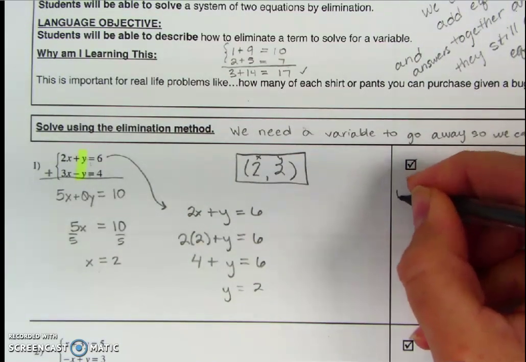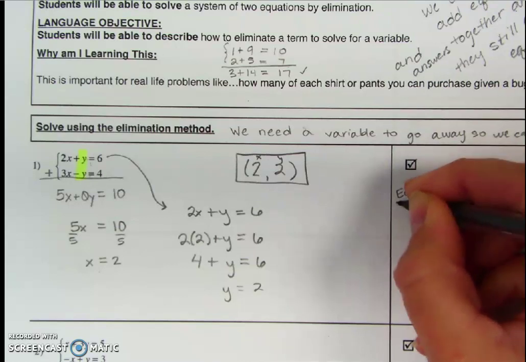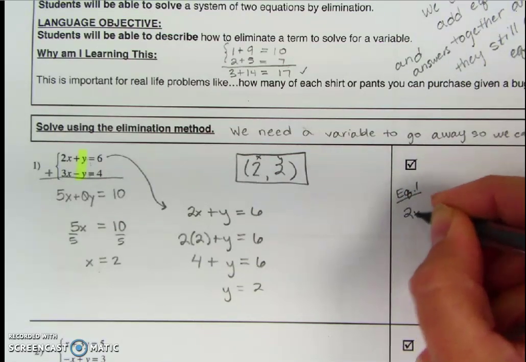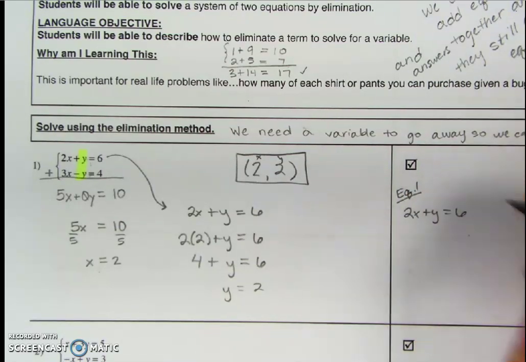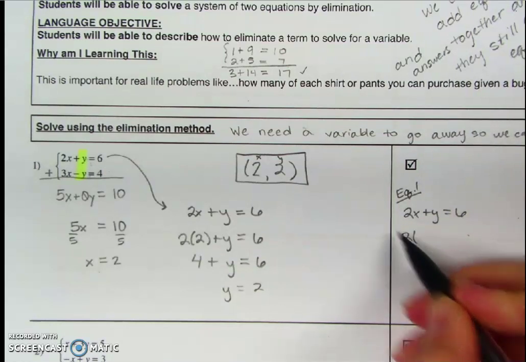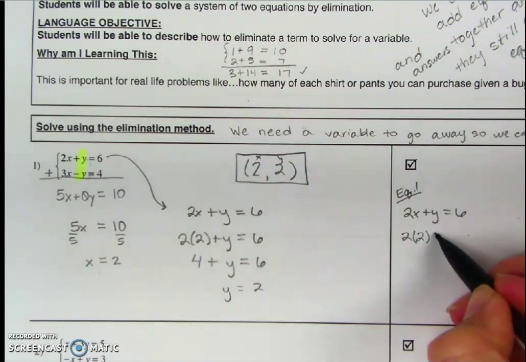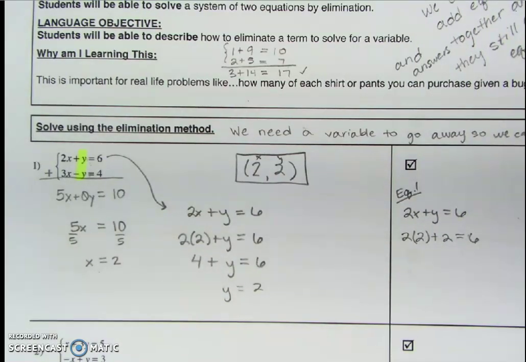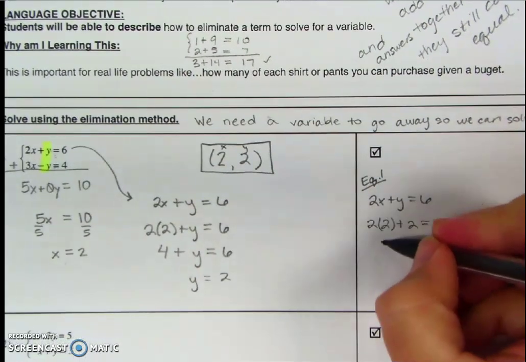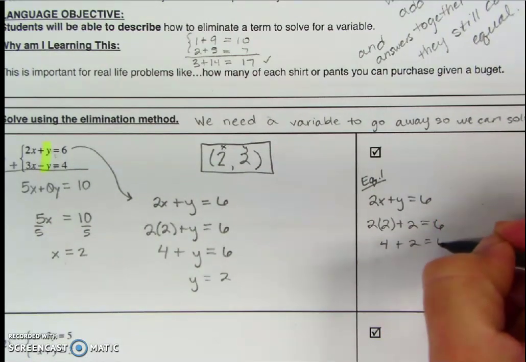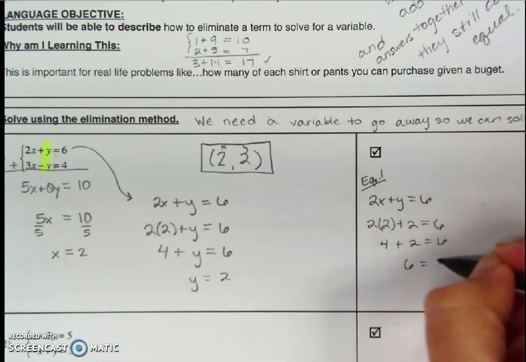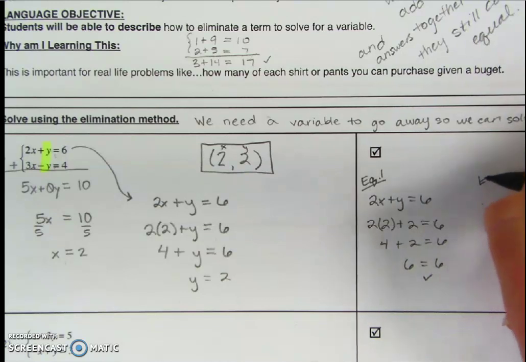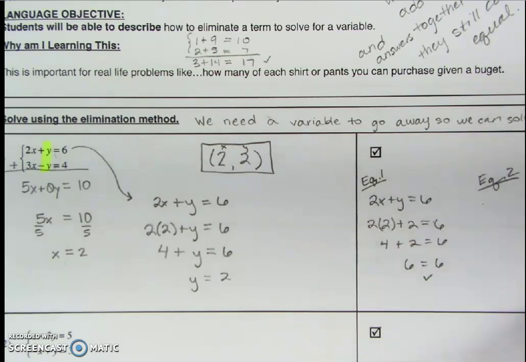So let's call this equation number 1. Equation number 1 was 2x plus y equals 6. I'm going to fill in what I know for x, which is 2, what I know for y, which is 2, and together all that should equal 6. Well, 2 times 2 is 4, plus 2 should equal 6, and 4 plus 2 is 6, so it checks out for the first equation.